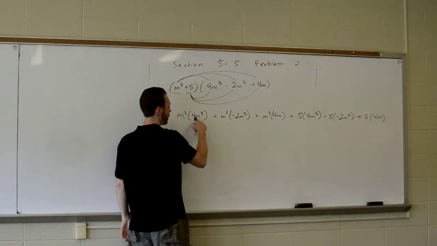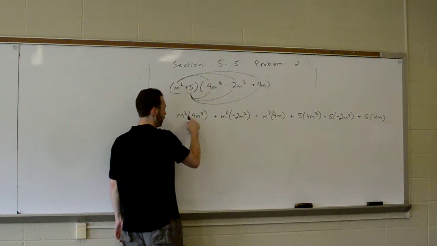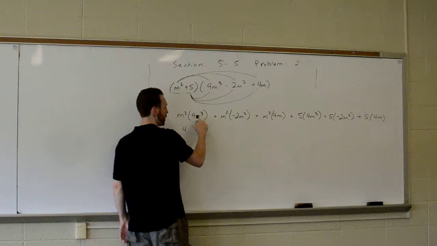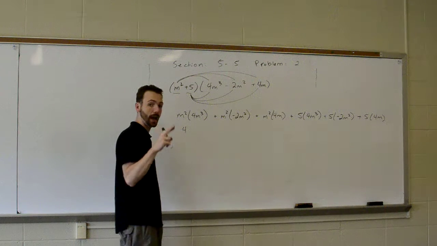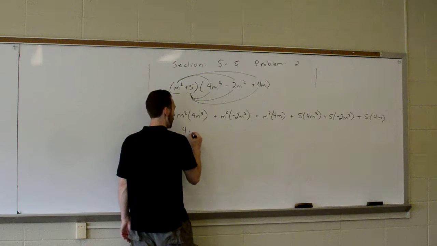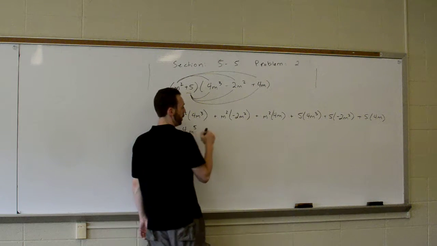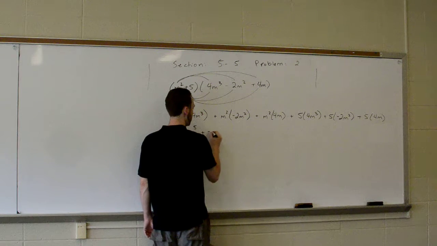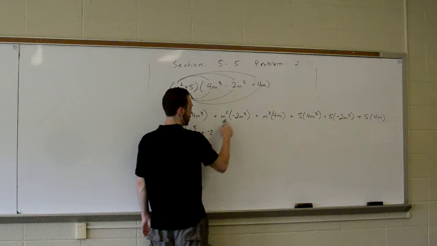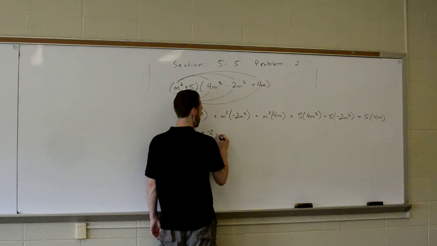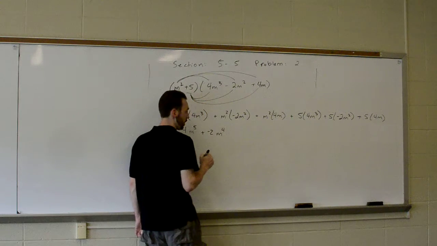So we have m squared times 4m cubed. The 4, there is no other number here, so it comes down. M squared times m to the third, we add the powers together because we're using the product rule. So we get m to the fifth. In the second one, we do the same thing. Minus 2 isn't multiplied by anything, so it's minus 2 that comes down, and we have m squared times m squared, so that's 2 plus 2, so that's m to the fourth.